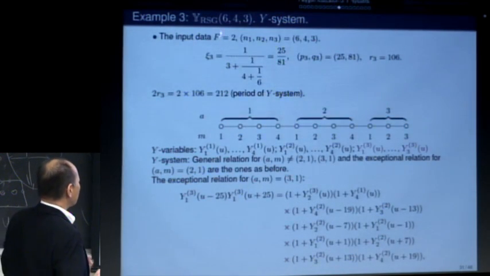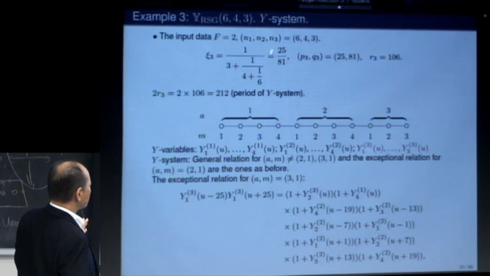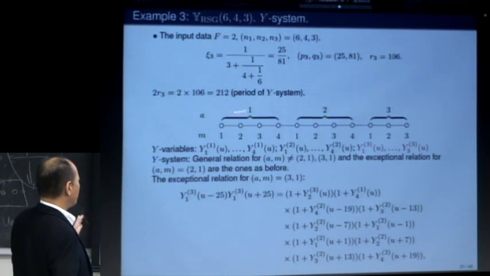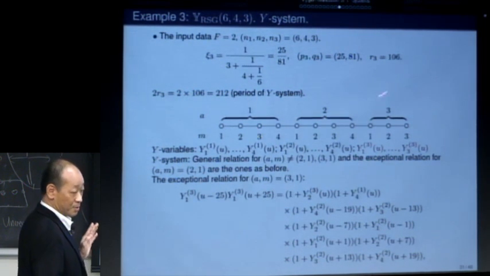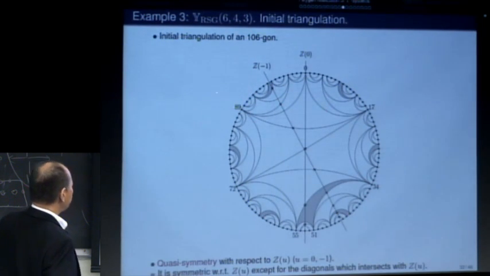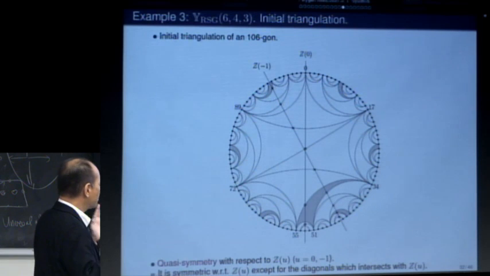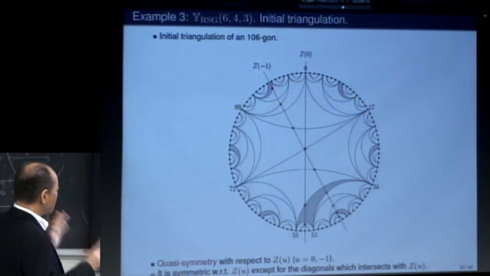Okay, maybe go to the next level. So this is the last example. Let's consider 6 for 3 cases. We have such numbers, so we have to consider a 106-gon, and expected periods 200, 1, 2. We can do it. And we have such variables and some relations. By some way, we figured it out. The only reason we consider such a triangulation is to really formulate our Y system.